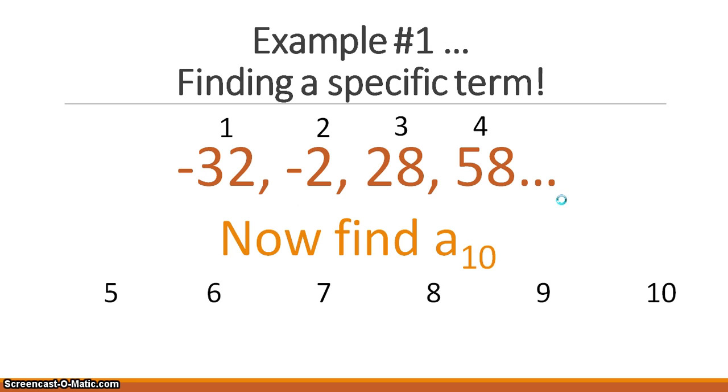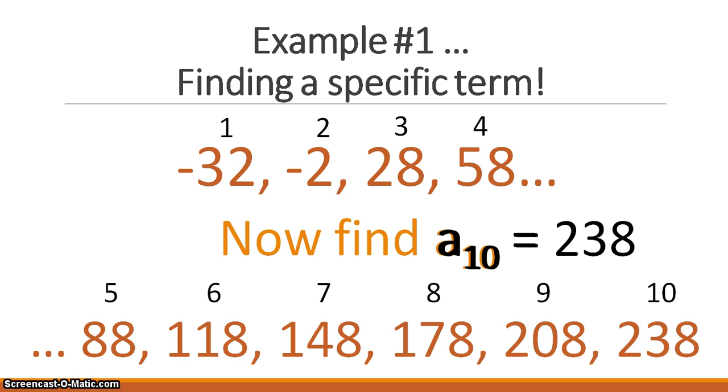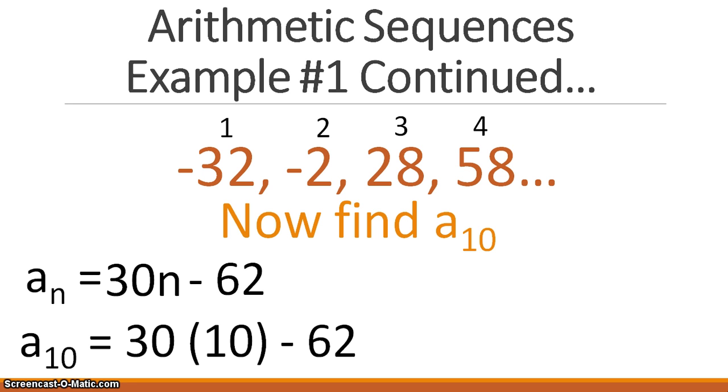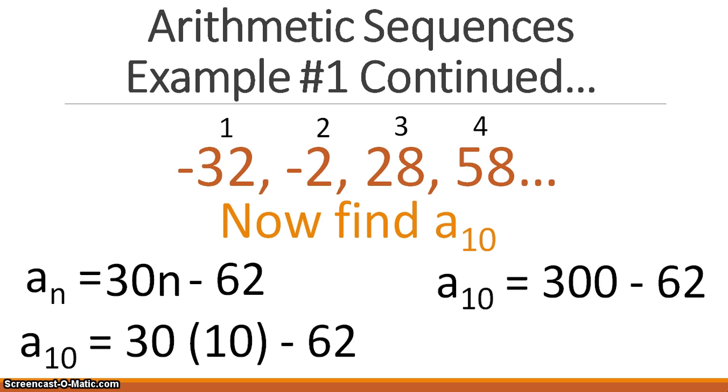Okay, now I want to find a specific term. Let's say I want to find the 10th term in this sequence. Well, I can go ahead and add 30 to each term till I get to the 10th term, and I get that it's 238. Or I could use the formula. And I know the formula was A sub n equals 30n minus 62. I substitute 10 in for n. I get A sub 10 equals 300 minus 62, and I get A sub 10 equals 238. It's the same number I got if I just added the 30 each time.